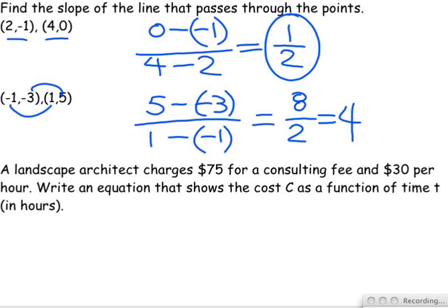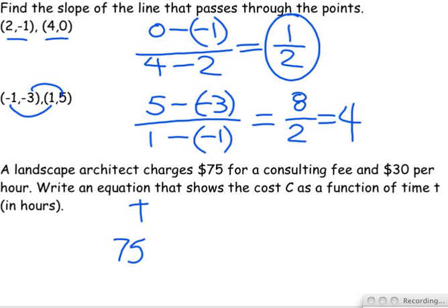Next problem. So hopefully, again, that should seem pretty familiar. A landscape architect charges $75 per consulting fee and $30 per hour. Write an equation that shows the cost, C, as a function of T, time, in hours. Okay, so we got T. That's going to be our variable. So they charge a consulting fee. That means no matter what, they're going to charge us $75. Even if they do no work, they come out, they view the stuff at your house, they say, oh, it's worth my time if I charge $75. So $75 is going to be a set cost no matter what.